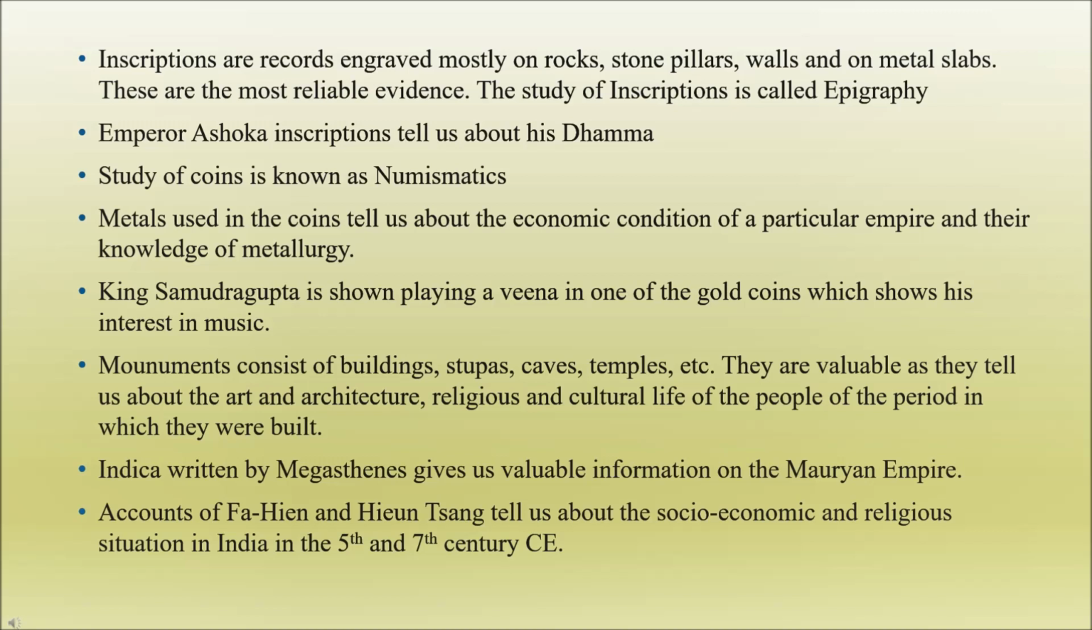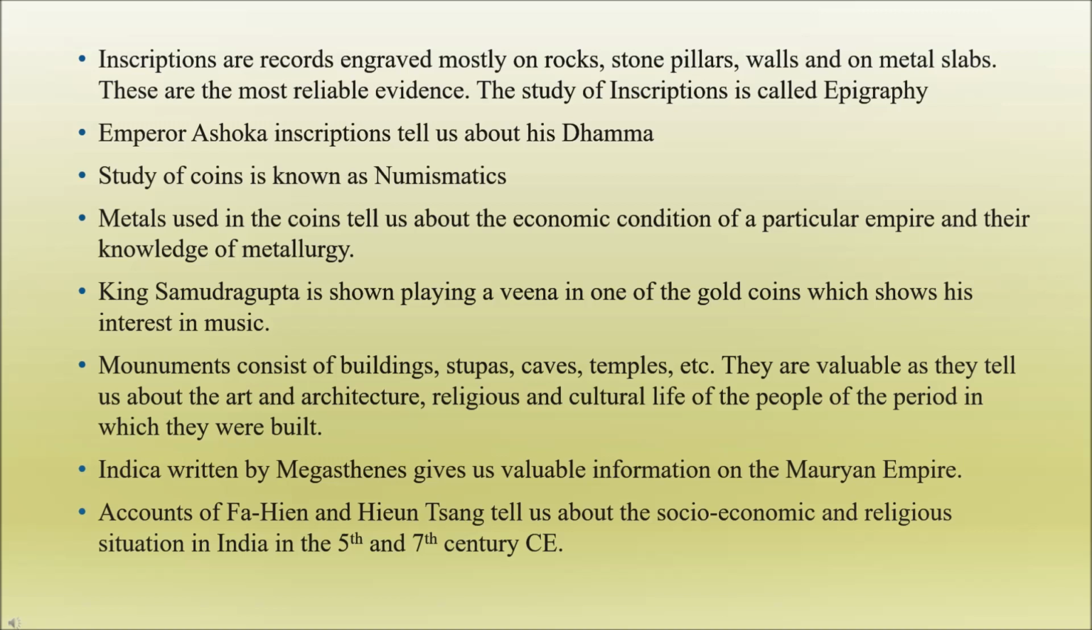After manuscripts, we learn about inscriptions. What are inscriptions? Inscriptions are records engraved mostly on rocks, stone pillars, walls, and on metal slabs. These are the most reliable evidence to know about the past. Studying about these inscriptions is called epigraphy. For example, Emperor Ashoka inscriptions, they used to tell us about his Dhamma.